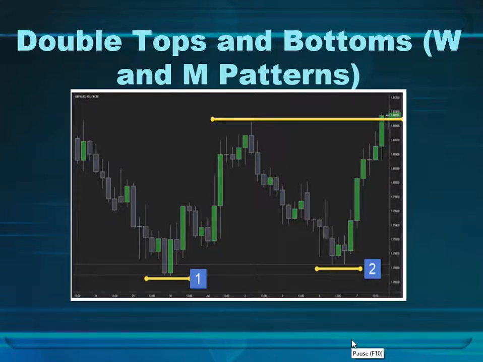A double bottom has a W shape and is a signal for bullish price movement. A double top has an M shape and indicates a bearish reversal in the trade. That means a W shape is a bullish price movement and M is a bearish movement. So we should take note of this chart.